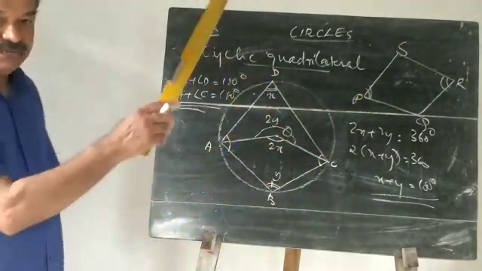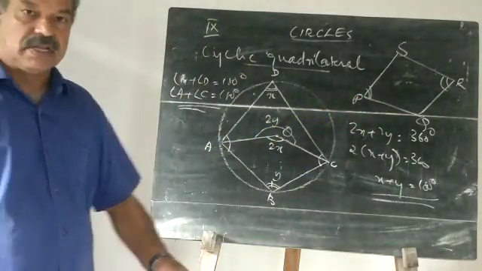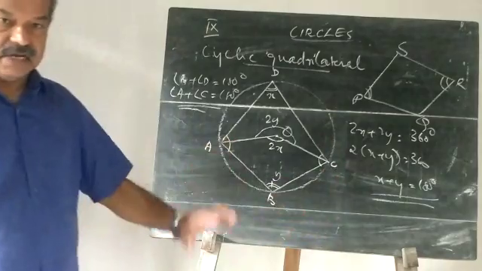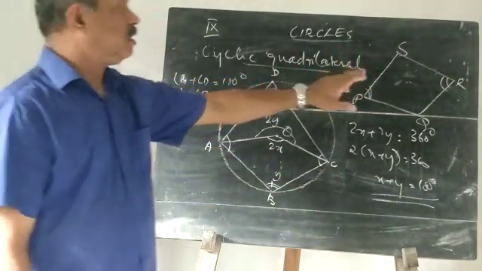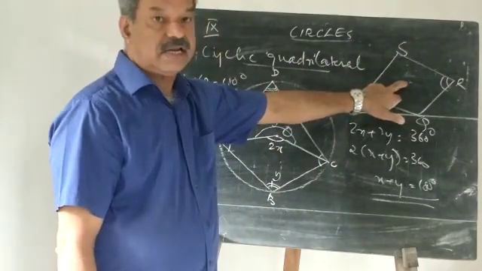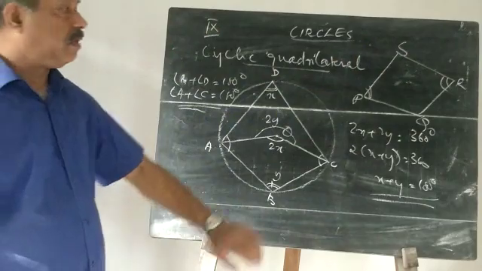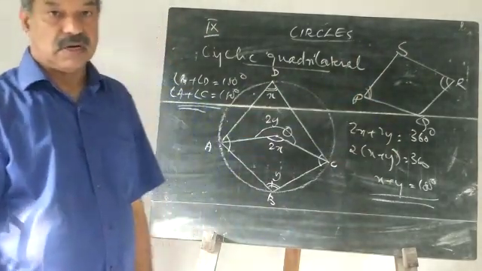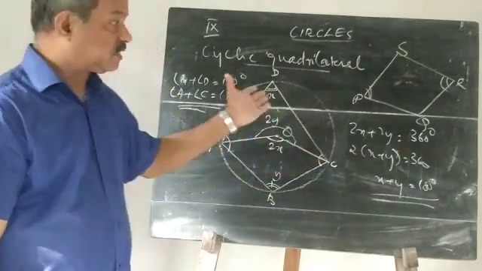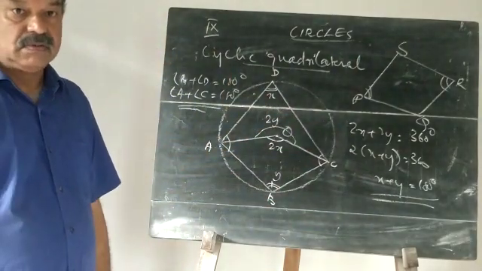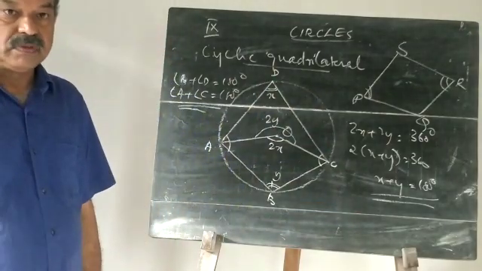That is, if in any quadrilateral the opposite angles are supplementary, then it is a cyclic quadrilateral. That means it can be inscribed in a circle, or all its vertices are on the circle. For example, a square is a cyclic quadrilateral because opposite angles are supplementary. A rectangle is also a cyclic quadrilateral because its opposite angles are 90 plus 90, 180.